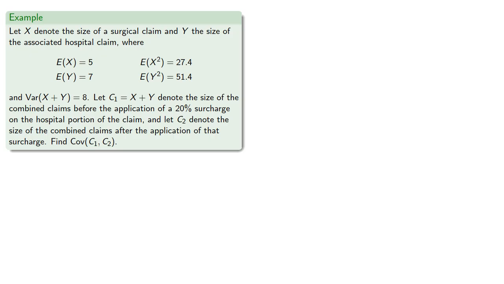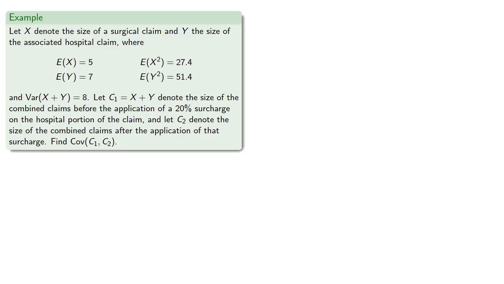For example, let X be the size of a surgical claim and Y be the size of the associated hospital claim, where our expected values of X and Y and of X squared and Y squared are given, and the variance of the sum is 8. And let C1 be the size of the combined claims before the application of a 20% surcharge on the hospital portion, and C2 be the size of the combined claims after the application. Find the covariance of C1 and C2.